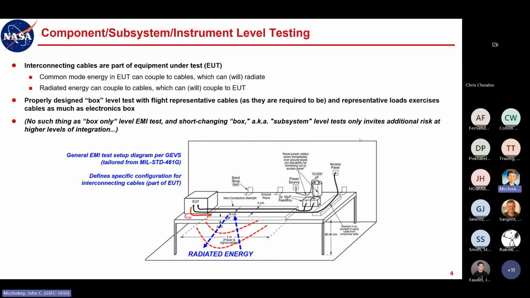So just by way of review, we'll go through this stuff fairly quickly, but these are the same charts from the overview session, just underscoring the point that interconnecting cables are part of the equipment under test, and you can't shortchange them. You have to bring flight representative cables, representative of what you're going to have on the platform. And I just submit that there's no such thing as a box-only level EMI test. It's box plus cables.